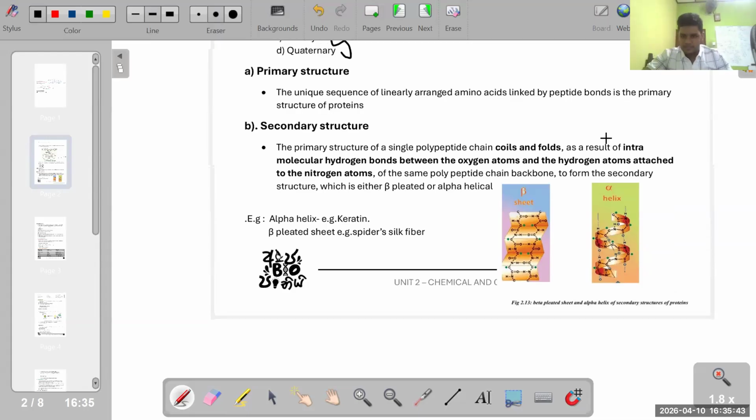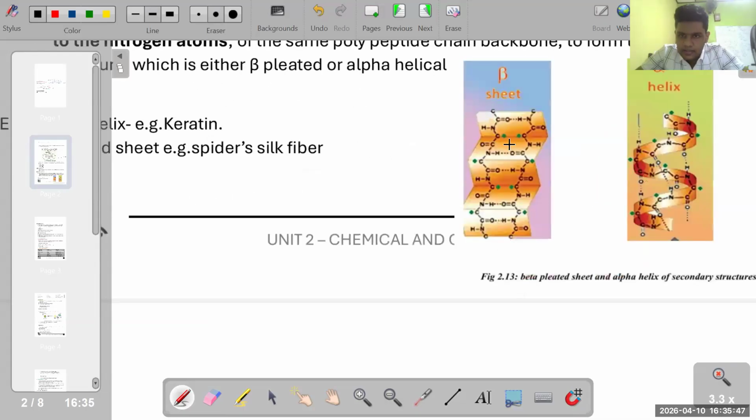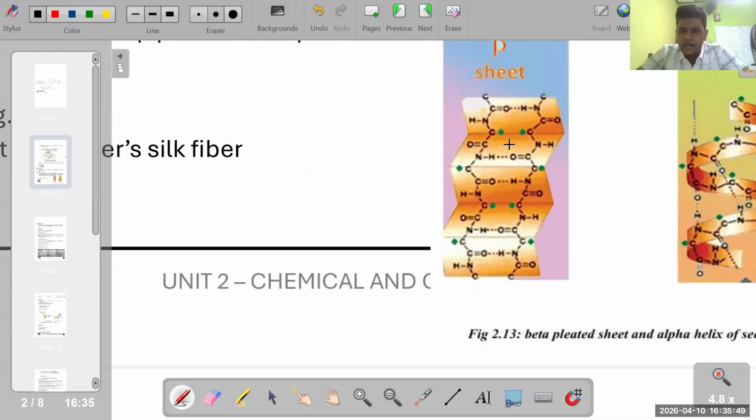So let's see the structure. Just see this structure they have given. From this, you might get an idea. Now, if you see here, what is this? This C double bond O, this C double bond O is the, what is it?